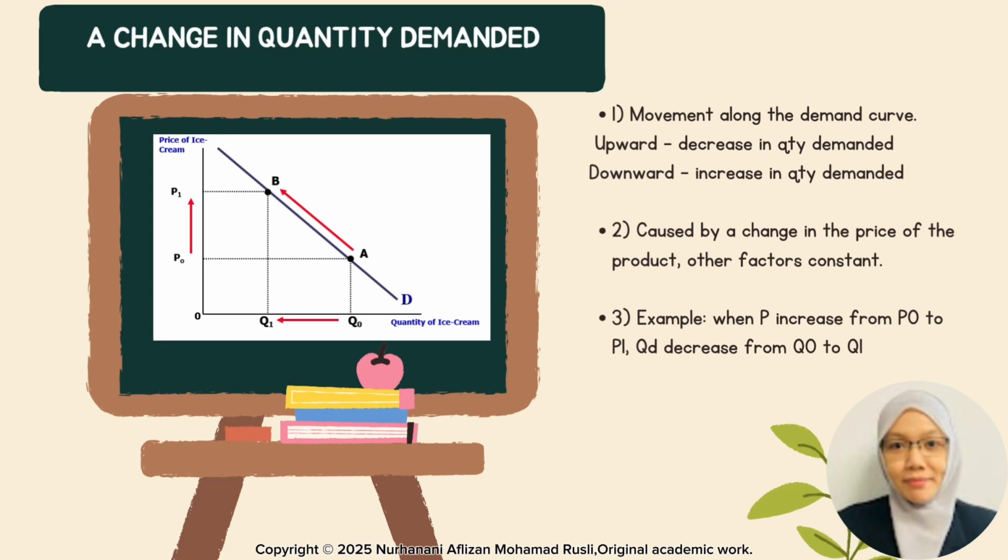If, let's say, the price increase from P0 to P1, the quantity decrease from Q0 to Q1. So this is what we call upward movement from A to B, while downward movement from B to A.